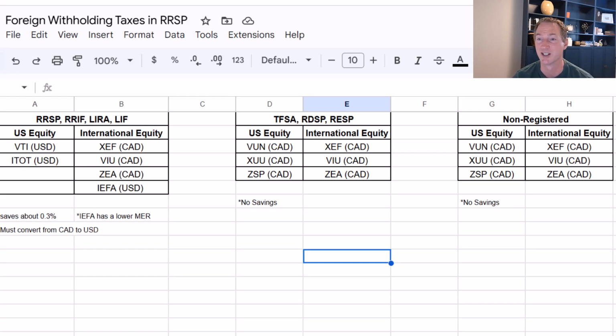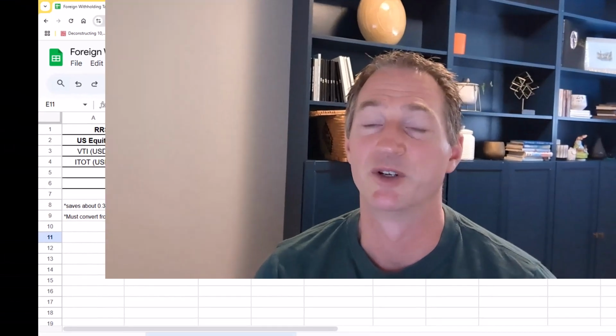Now you can see with all of the other accounts, if it wasn't a retirement account or what was considered a retirement account by the US, then it doesn't matter. So he suggested just pick your Canadian currency versions, and that would be good enough for your TFSAs, your RESPs, all of your other accounts. So again, if you're looking to save some fees on your portfolio, then saving them on foreign withholding taxes by keeping US currency ETFs in your RRSP is one way you can do that.